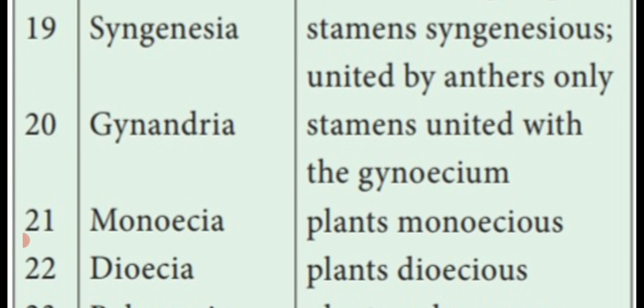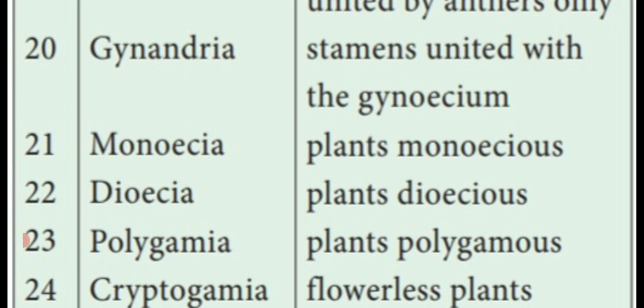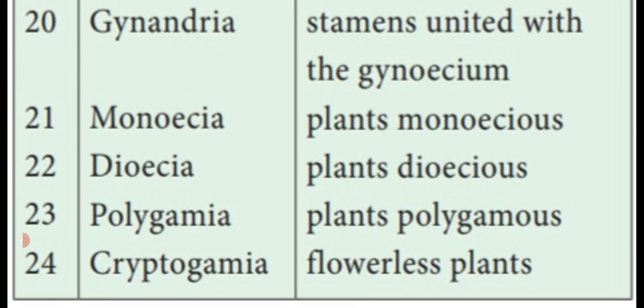Monoecia, that means plants with monoecious condition. Dioecia, plants with dioecious condition. Polygamia, that means staminate, pistillate, bisexual flowers are present in the same plant. Cryptogamia, that means they are not producing flowers, that is said to be flowerless plants. So these are all the different classes proposed by Carolus Linnaeus in artificial system of classification.